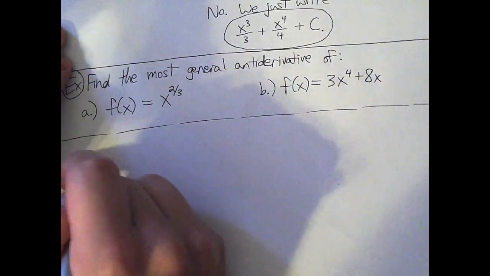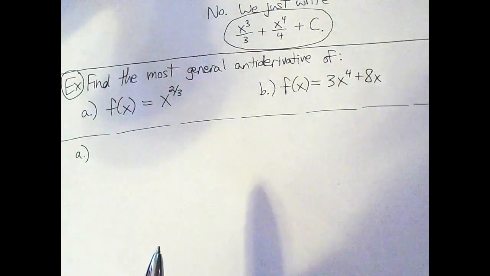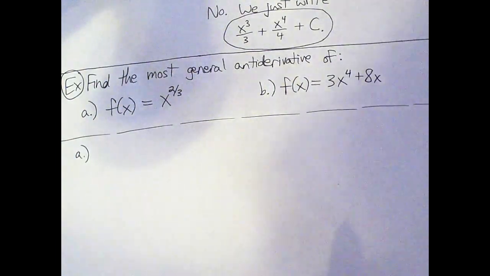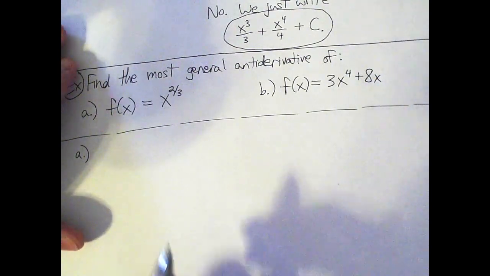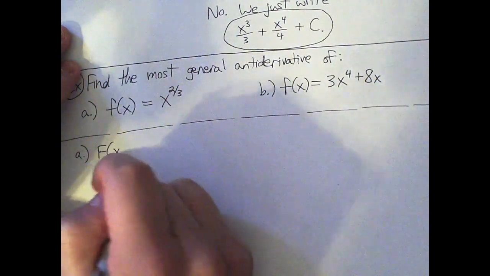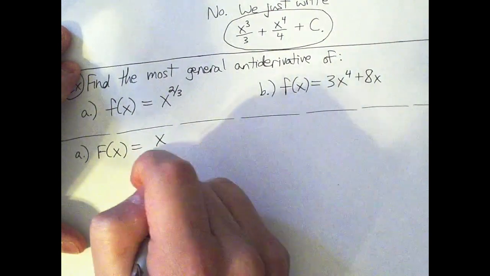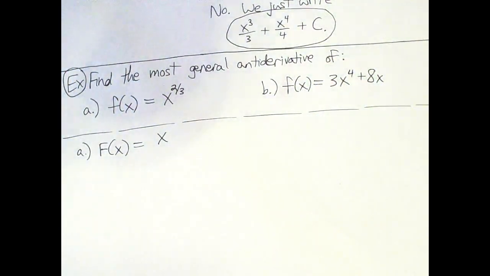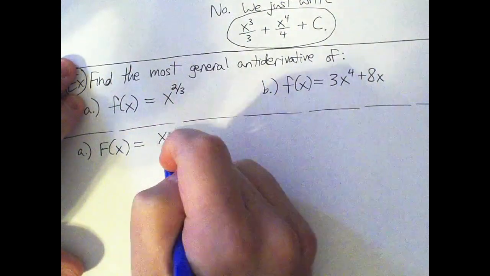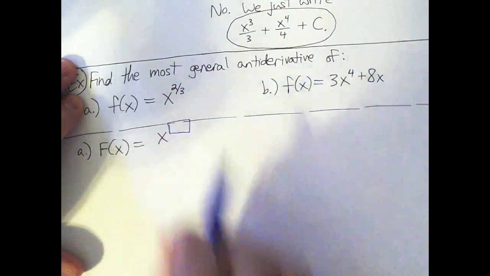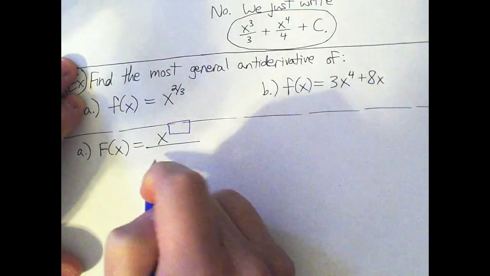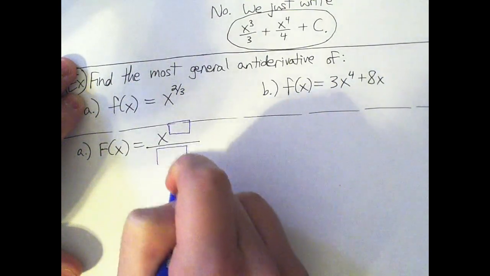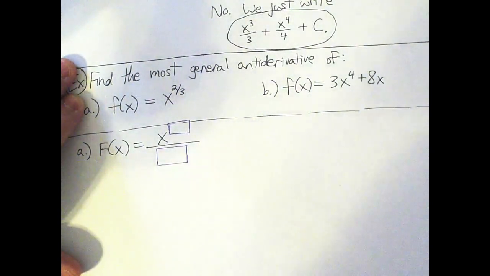Okay, so for part A, I'm thinking this is just x raised to the n, where n happens to be 2/3. So we can use the rule that we have for x to the n, right? So we could try capital F of x equals x raised to some kind of power. And then it's usually divided by that same number, right? Whatever that power is. And then we have a plus c at the end.